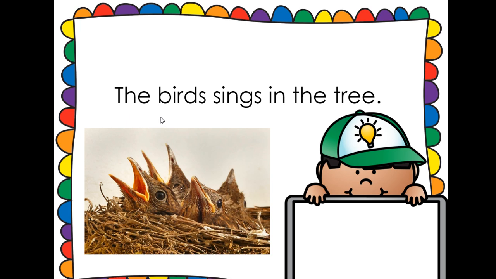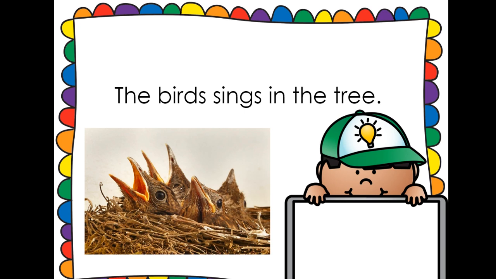It says, the birds sings in the tree. The birds sings in the tree. That's even hard to say. The verb is sings, and the subject is birds. The birds sings in the tree. I bet you could fix this subject and verb to make them agree. Think about it for a minute. The birds sings in the tree.